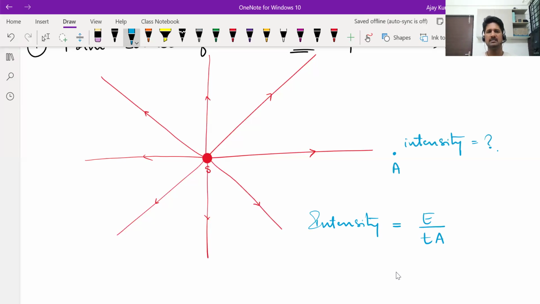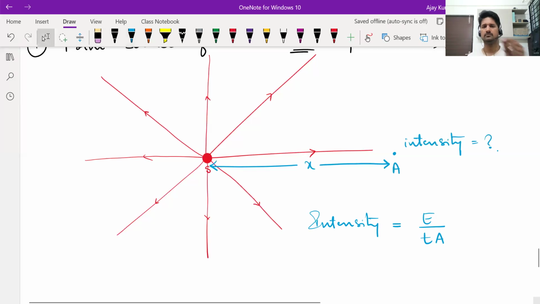If it is light energy, then it becomes intensity of light. If it is sound energy, it becomes intensity of sound. If it is heat energy, it becomes intensity of heat. Okay. So energy per unit time per unit area is intensity. Now you are asked to derive an expression for intensity at a certain distance from the source. Let the distance be x. How will you proceed?